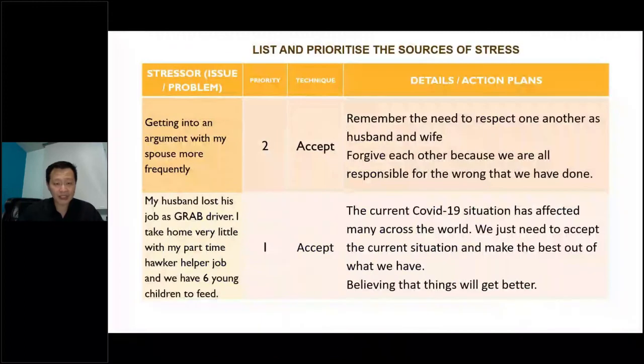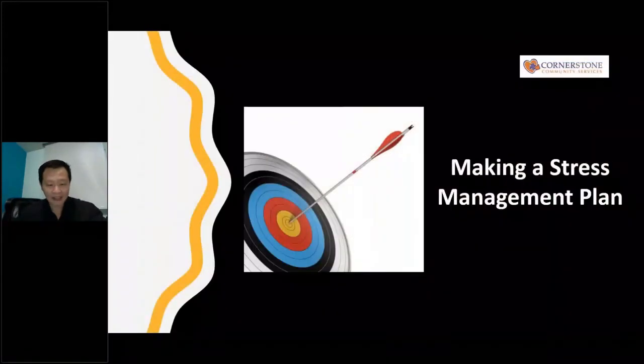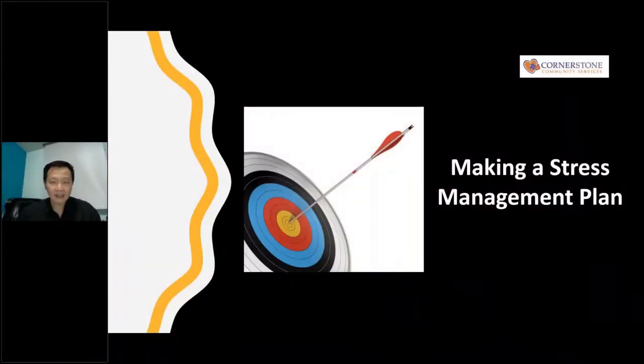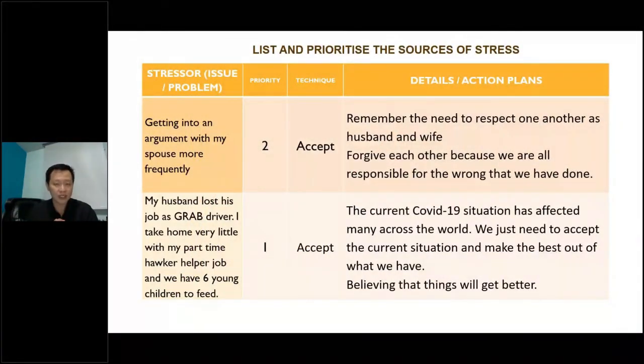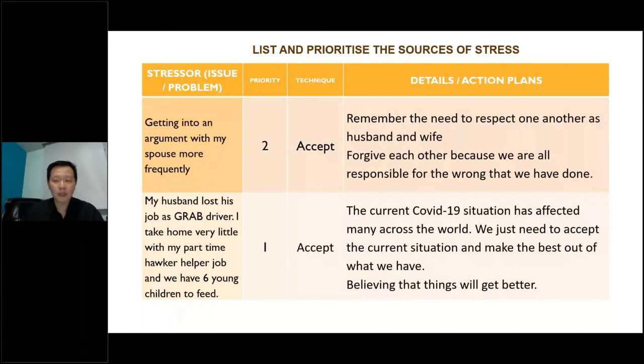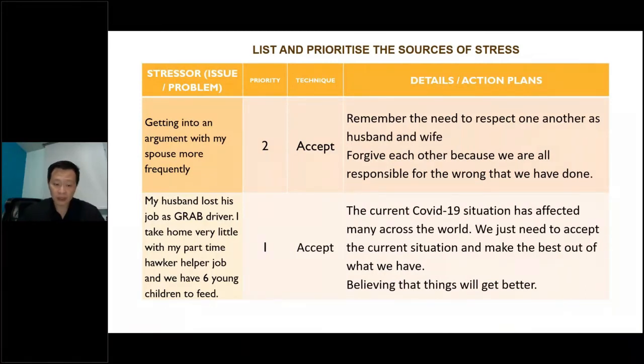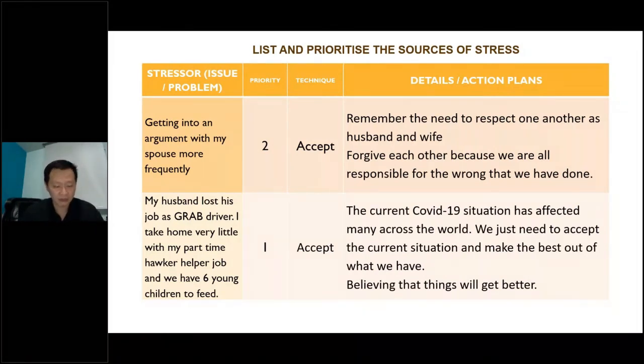So, in the same example that we used, if the technique chosen is accepting, an example of the action plan would be this: we must learn, or remember the need, to respect one another as husband and wife. Forgive each other, because we are all responsible for the wrong that we have done.